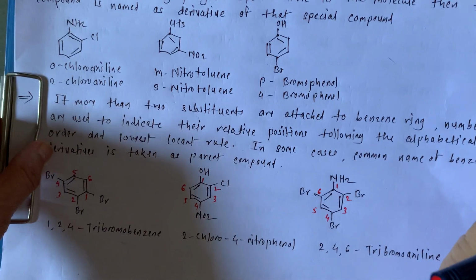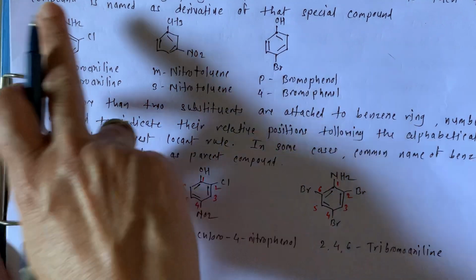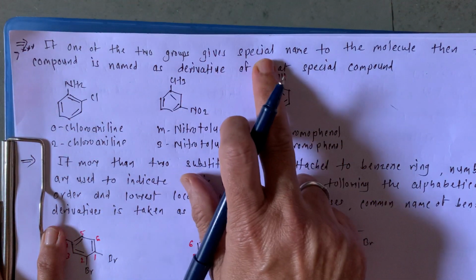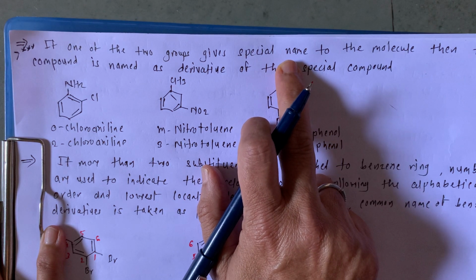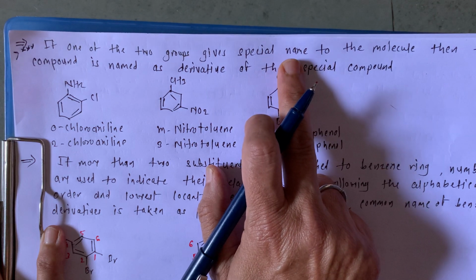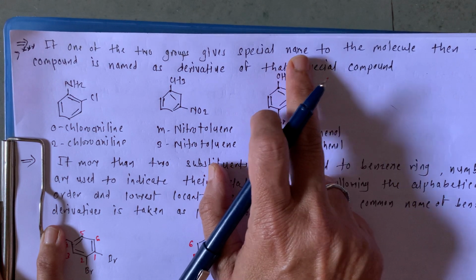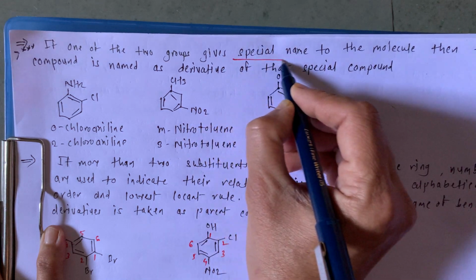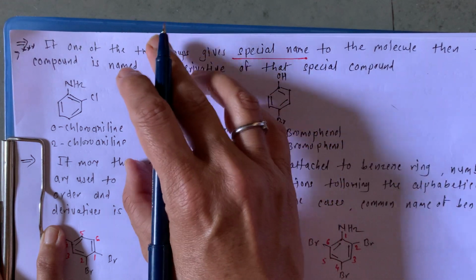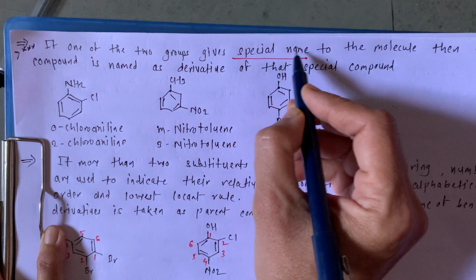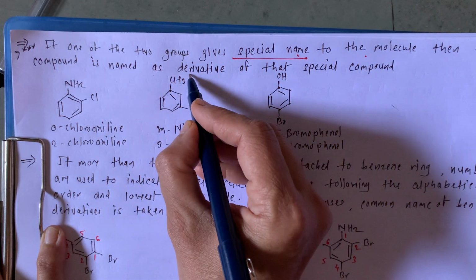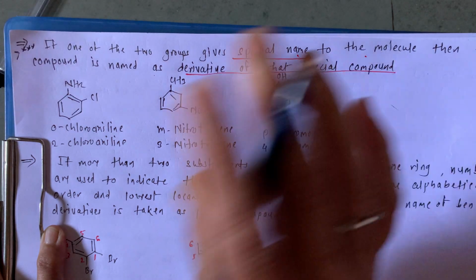Now, if one of the two groups gives a special name, we studied these special names in 11th standard. You know phenol, aniline, anisole, toluene. All of you know that. These are the special names for benzene as a parent, with the groups attached to it. Then the compound is named as a derivative of that special compound.